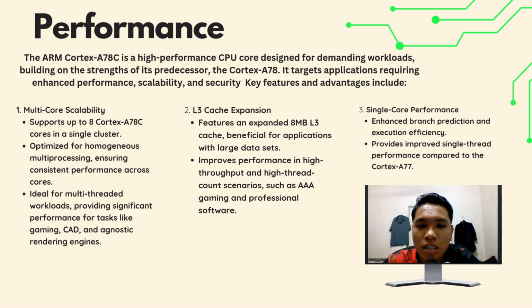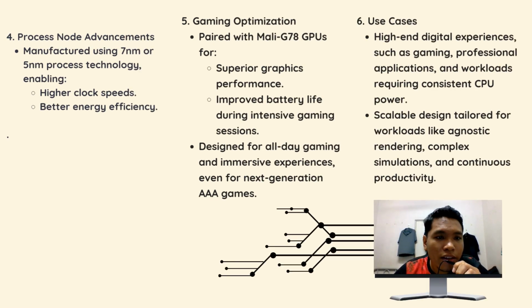Number three is single core performance, with better branch prediction and execution efficiency, which improves single thread performance compared to the Cortex-A77. Number four is process efficiency. Manufacturing uses 7nm or 5nm process technology, enabling higher clock speeds and better energy efficiency.